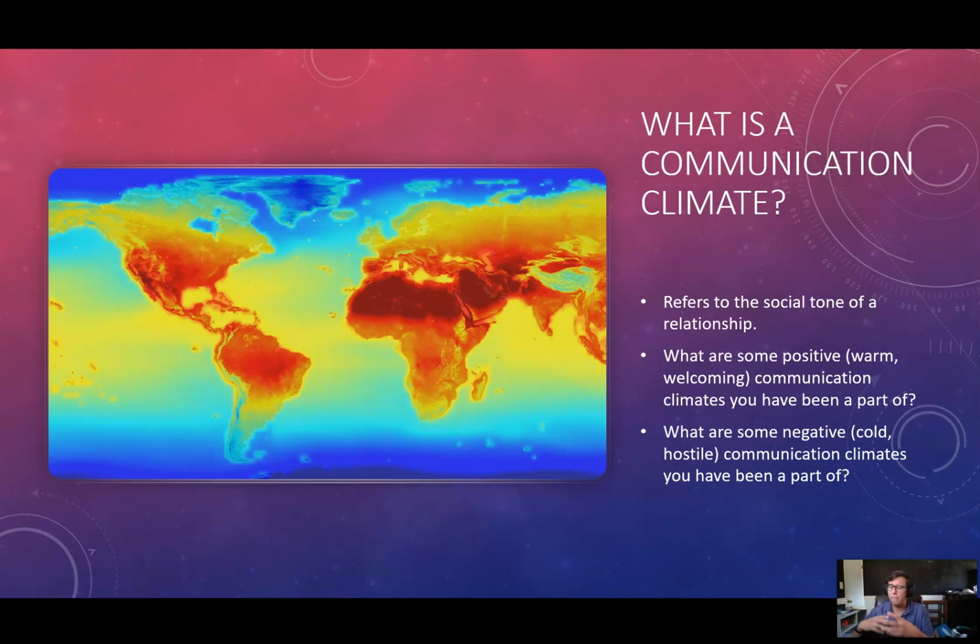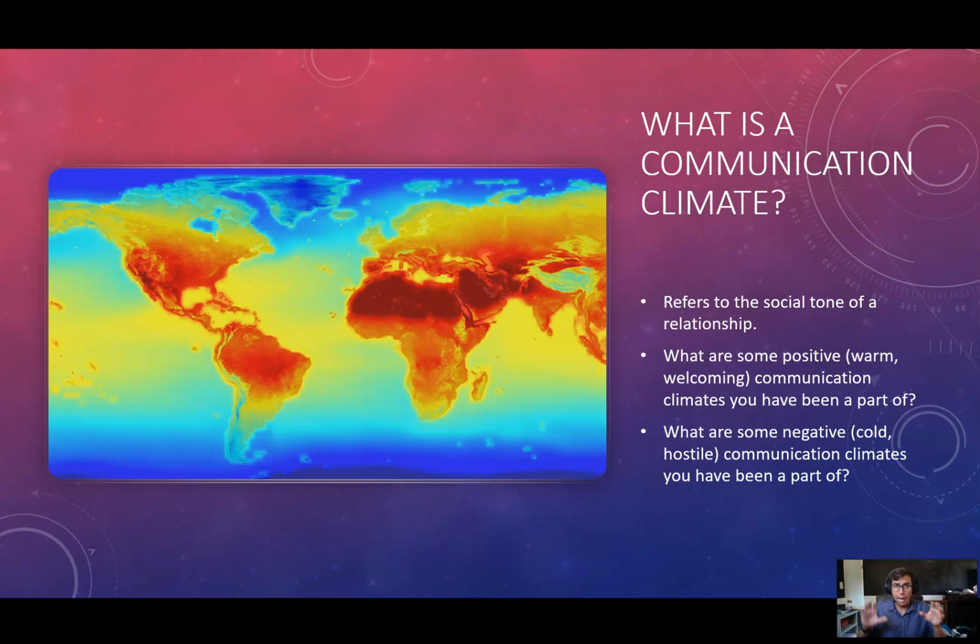Positive is where we have warm, welcoming communication. Communication where someone feels valued in this social relationship. Whereas negative or cold or hostile communication climates are where we feel not valued, where we feel attacked, we feel threatened, we do not feel secure in these social relationships.